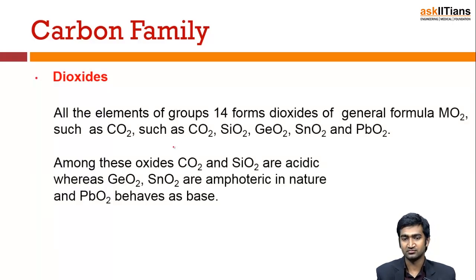Next is dioxide. So your carbon dioxide, SiO2, GeO2, SnO2, PbO2. So they form monoxides and dioxides. And among these, your carbon dioxide and SiO2 are acidic, and your germanium and tin oxides are amphoteric in nature. They may be acidic also, they may be basic also. And your lead oxide is a base.